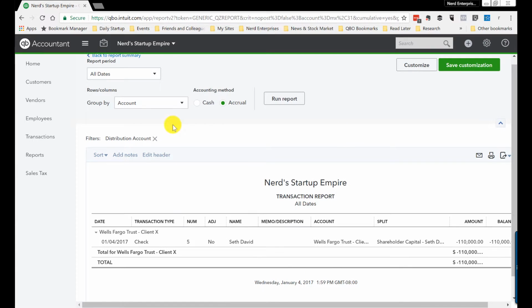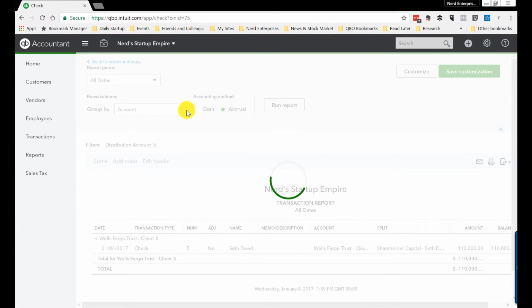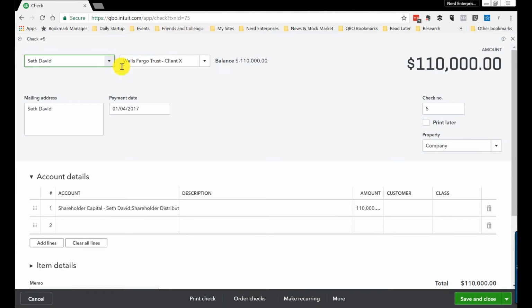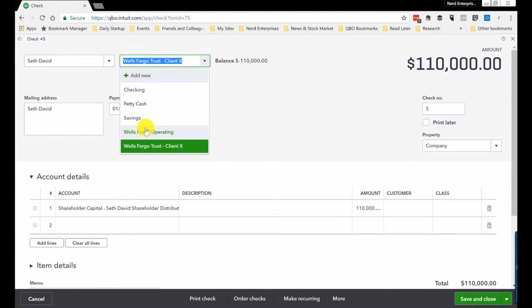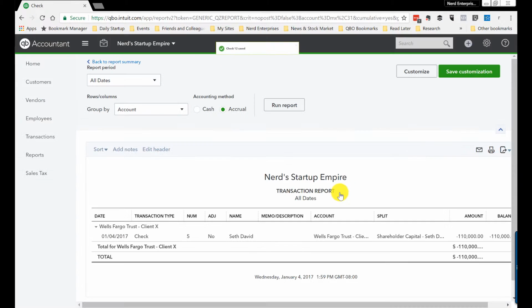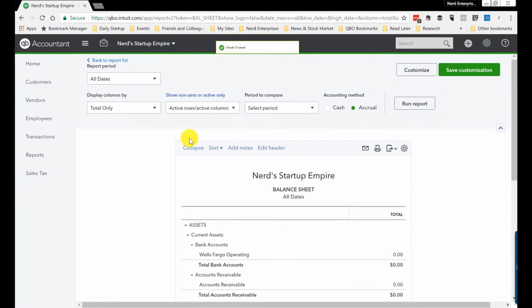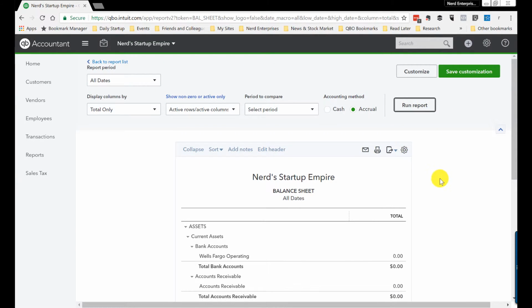I wrote the check out of the wrong account. Let me fix that. I don't know why that happened. It should have remembered the bank account from before. But let's change that to Wells Fargo operating. Back to the balance sheet. And now we're good, all dates.